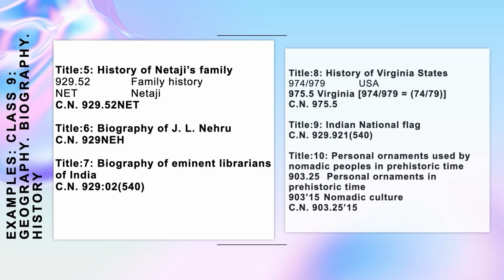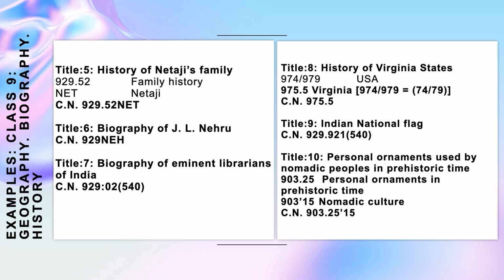Then title 8, History of Virginia States. So Virginia States in USA. So USA history is in 974 to 979, and there is an instruction, that is 974 to 979 subdivided as 74 to 79, and in this way we can construct the Virginia history, that is 975.5, that is Virginia. So 975.5 will be the history of the Virginia.